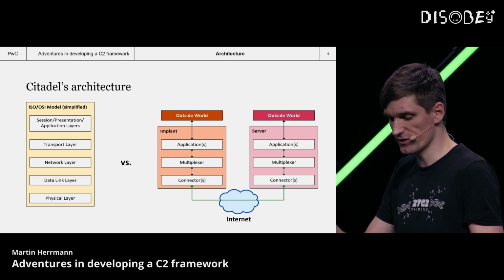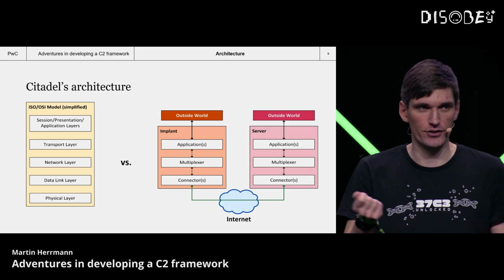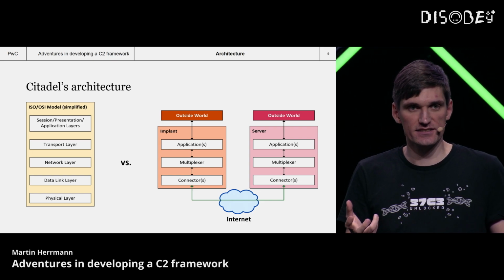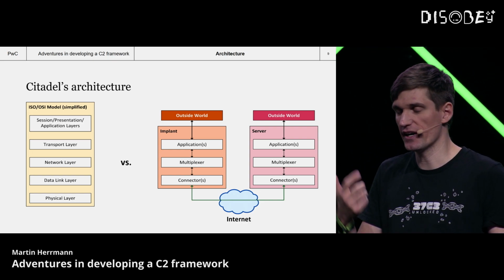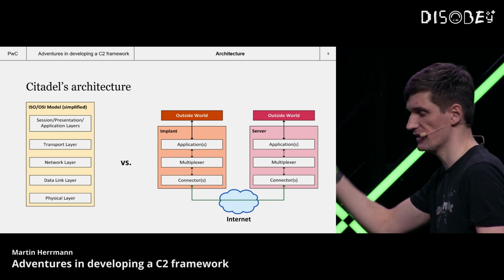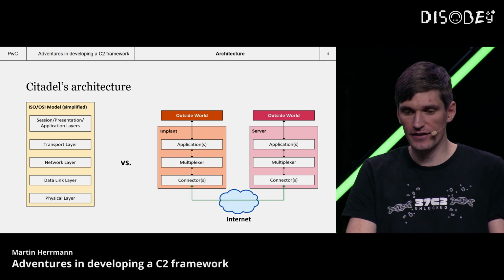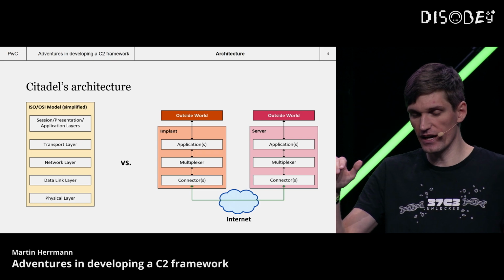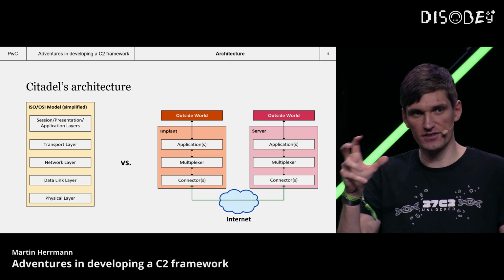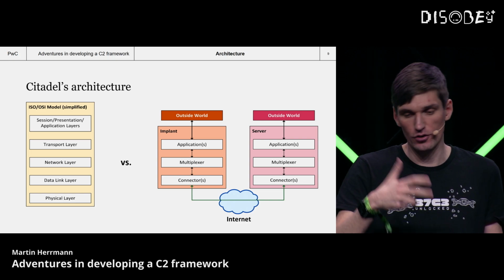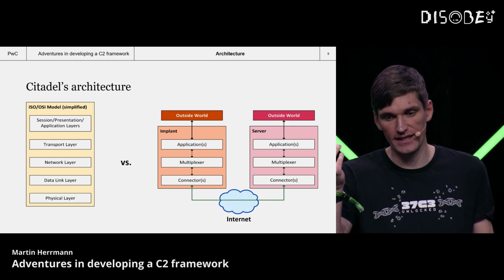So the lowest layer is the physical layer. In the real world, this would be like your fiber cable, the Wi-Fi medium, whatever. And in our case, that would be whatever protocol we are using, so HTTP, SMB, whatever. Then we have the data link layer. On our layer there, we have the connectors. So every instance of our C2 framework, be that server or implant, has at least one connector, or potentially more. We'll come to that later.